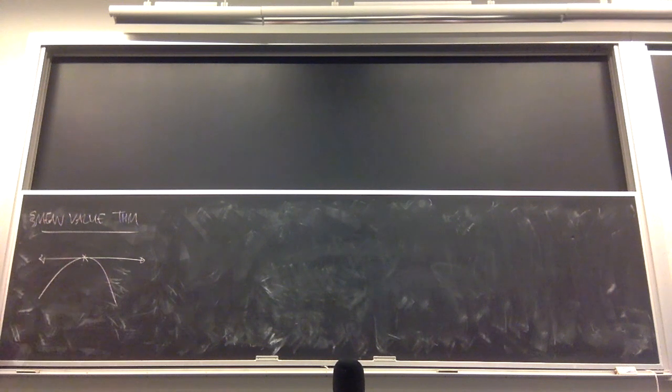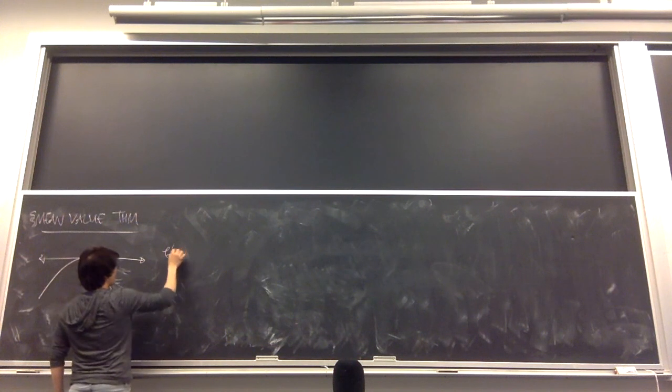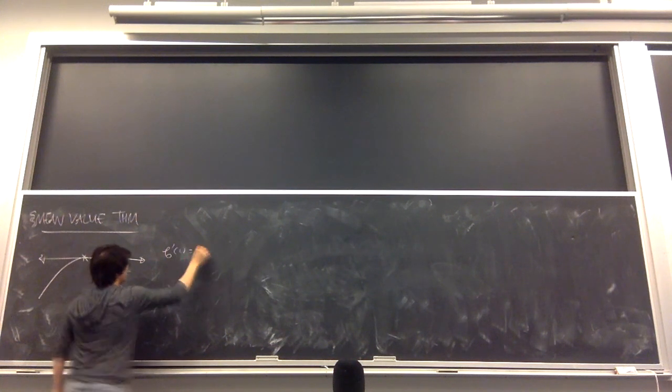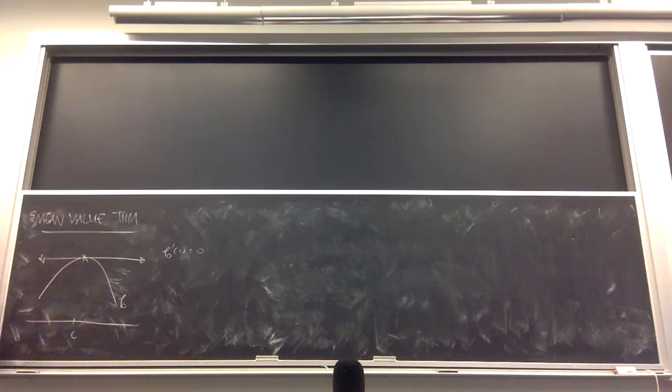I just drew a localized maximum. So this is F. This is the tangent line. So we have here that F prime, let's let it be C, is 0. Let's call this C down here.